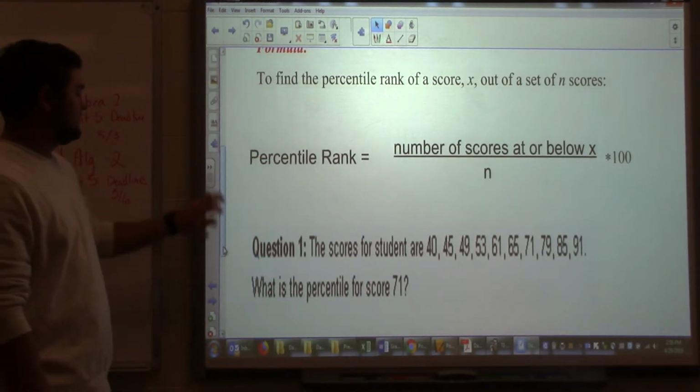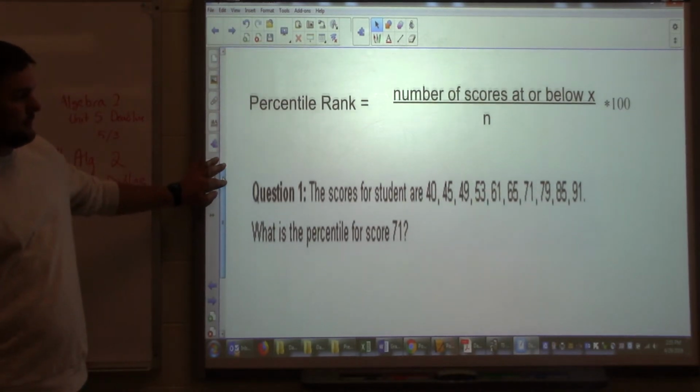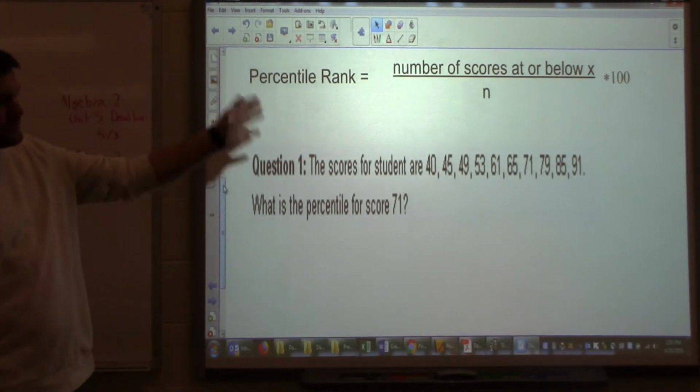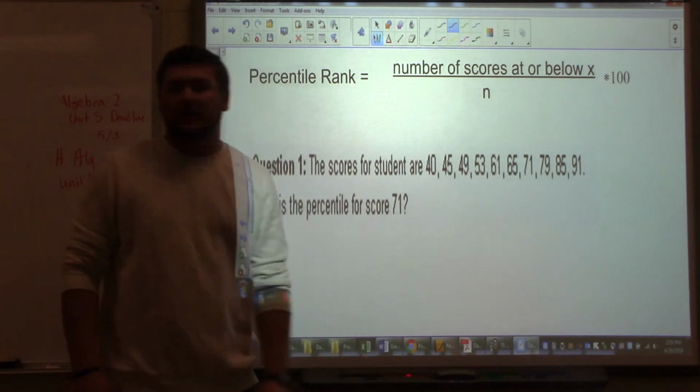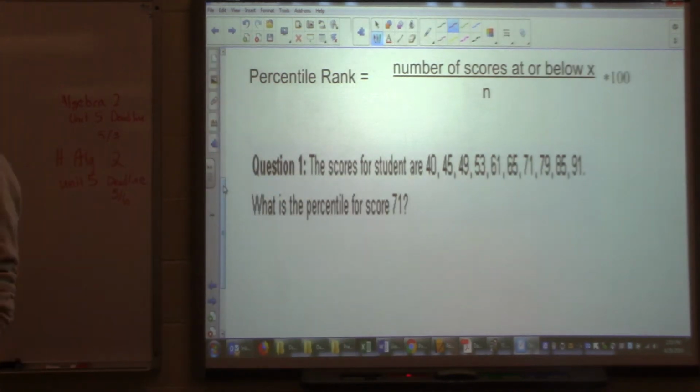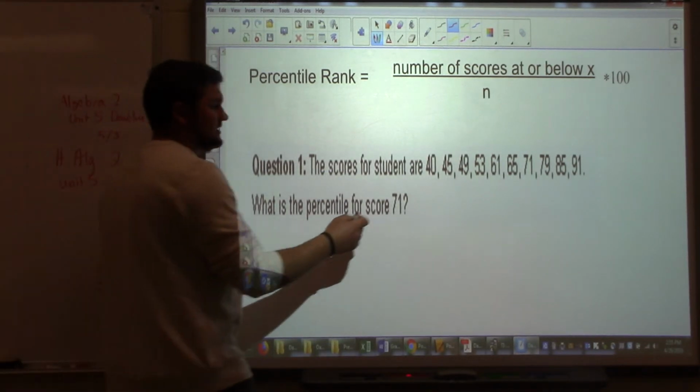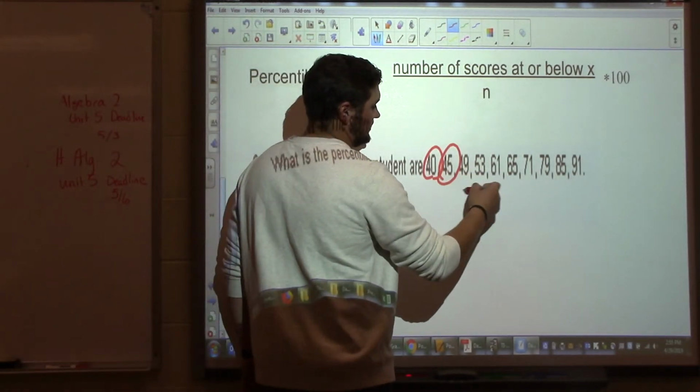Alright. Let's try one problem. The scores for students are as follows. You can read them out. What is the percentile for a score of 71? The first thing I'm going to do when I look at this problem, and how my brain works, is circle everything at or below 71. Now, do you have to do that? No. But that's how my brain works. So anything I see that's at or below 71, I'm going to circle.